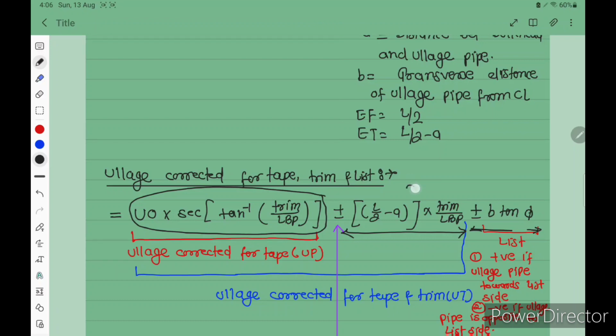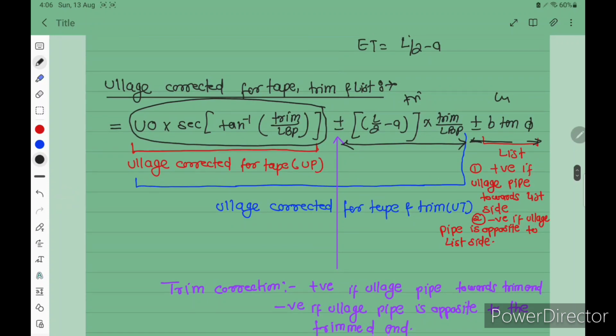So that means this is the trim formula, this is the list formula, and this is the tape formula, okay. And how do you decide positive or negative for the trim? If the ullage pipe is towards the trim side, that means if your vessel is trimmed by the stern and your ullage is on the stern side, the aft side, then it will be positive. And if your vessel is trimmed by the stern and your ullage is to the forward side, then it will be negative.